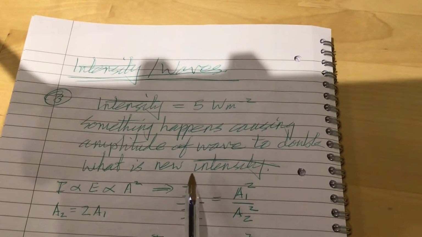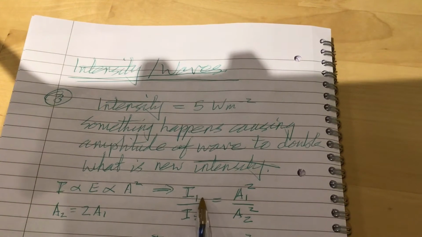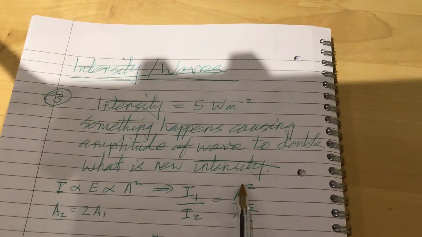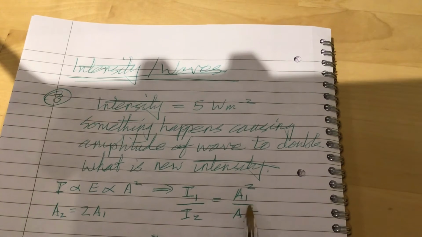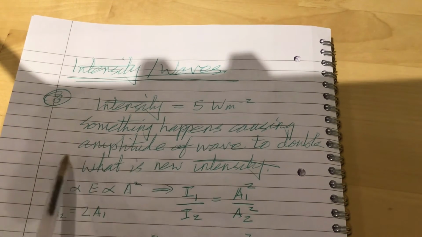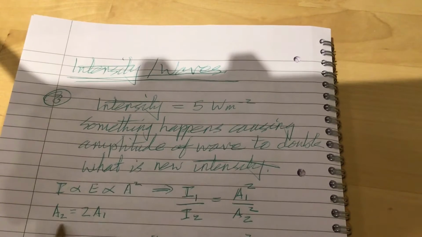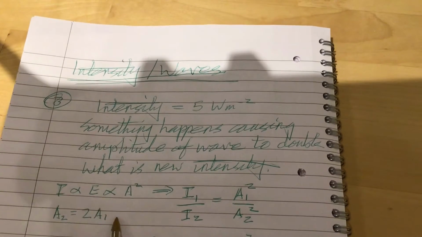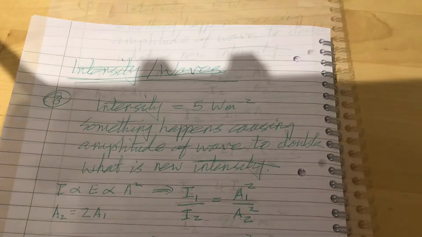From that, we can deduce that the original intensity, I1, over the new intensity, I2, is equal to the original amplitude A1 squared over the new amplitude A2 squared. And since it says here that the amplitude of the wave is doubled, we can say that A2 equals 2A1. That'll come in useful for a little substitution later on.